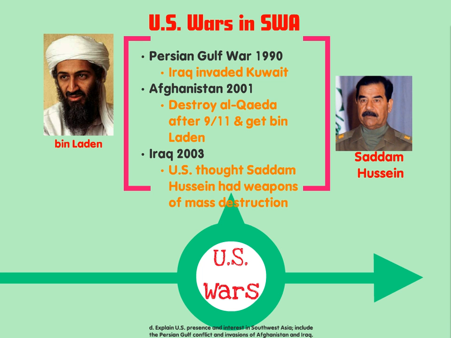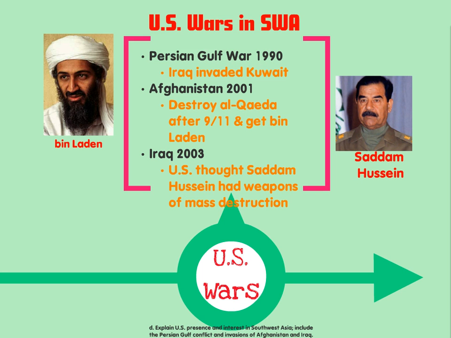We also learned about U.S. wars, various American wars that were fought in Southwest Asia. First of all, there's the Persian Gulf War that was fought in 1990-1991. This is when Iraq invaded Kuwait, led by Saddam Hussein over there. We invaded to liberate Kuwait from the Iraqis.